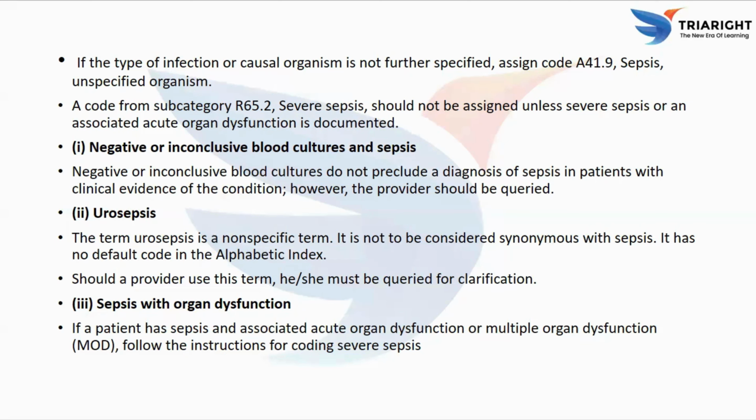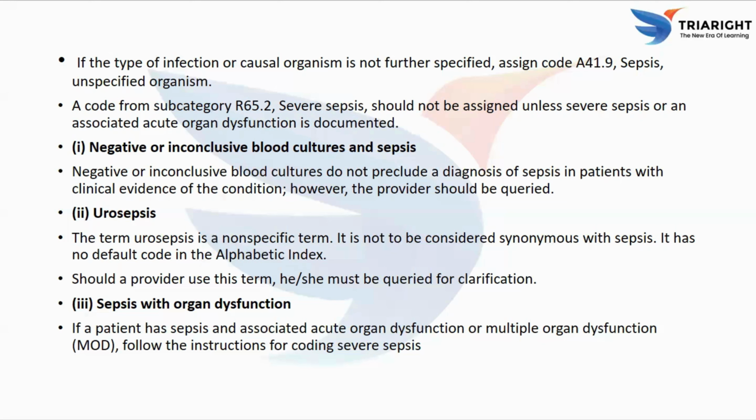So what is the diagnosis? If the patient is admitted with sepsis, you have to assign the code A41.9. Then next is R65.2, severe sepsis, in which the code should not be assigned unless documented. So what is the guideline for this one?